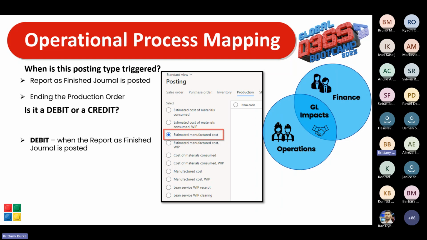And also knowing when it is a debit or a credit. So it's a debit when the report as finished journal is posted, and then it's a credit when you end the production order. But again, if you're just setting this up and thinking, well, I think it hits at this stage, remember, we're going to have multiple posting types at each step. So you might have other transactions, and you don't want them all to wipe each other out and have a net impact of 0 at your GL for that step. So making sure you understand where they're hitting and when they're hitting are equally important.